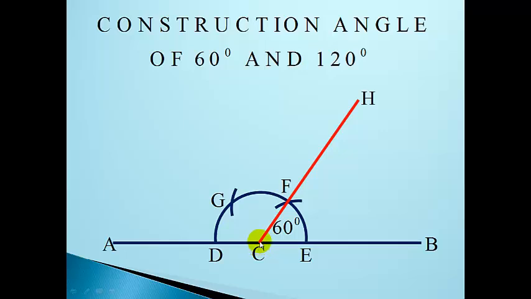Now you also draw a straight line from C passing through G. So that is a straight line drawn from C passing through G. And the angle is 120 degrees. That is angle ICB. That is the whole of this angle. It is a 120 degrees angle. So in general, that is how we construct an angle of 60 degrees and an angle of 120 degrees about a point.